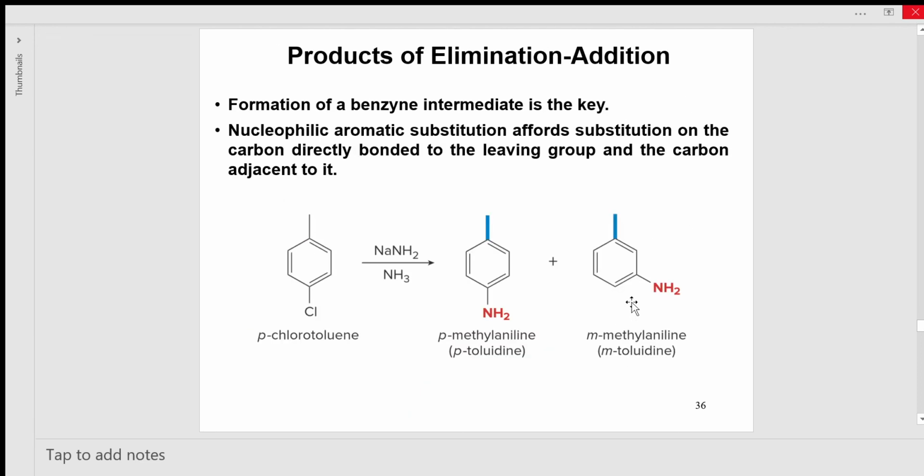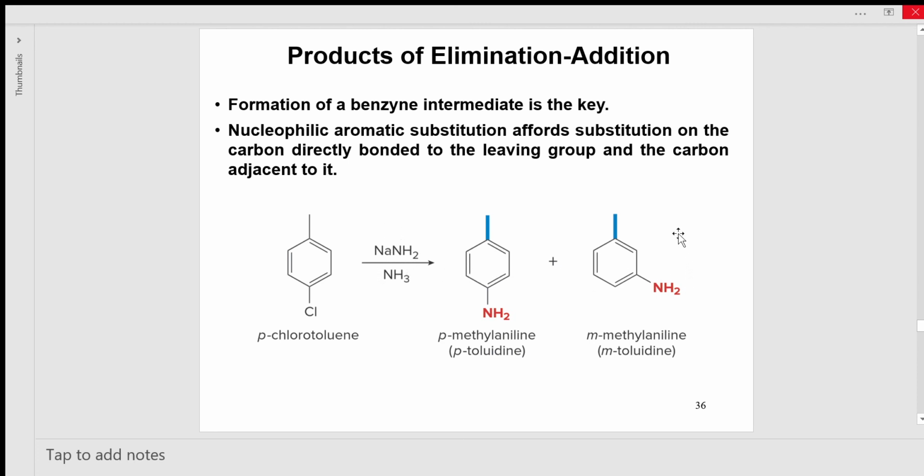Another mechanism for the nucleophilic substitution reaction is called an elimination-addition reaction. So this is an example. In this case, we need a very, very strong base. The benzene with the methyl group is called toluene. So this is chlorotoluene, reacting with ammonia and sodium amide.